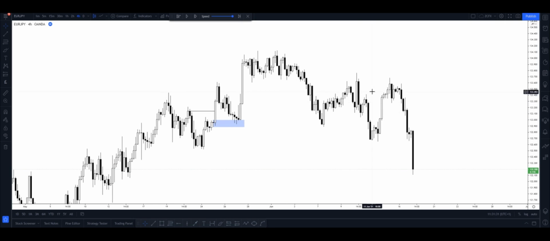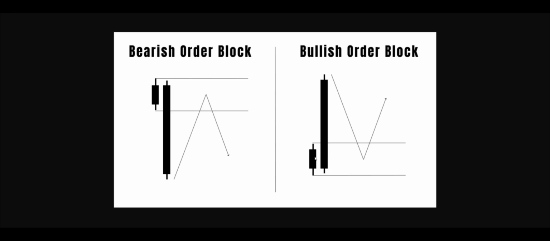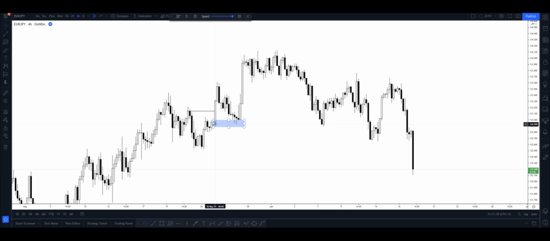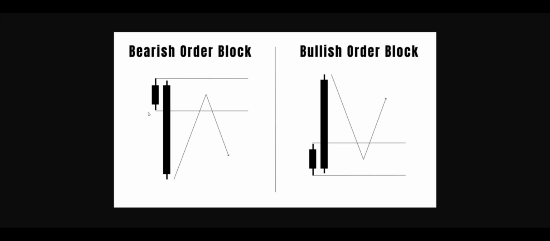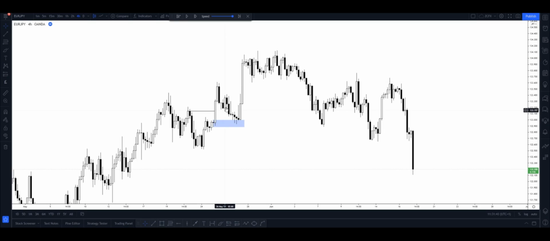So if we look at a bearish order block, we're looking at the last up candle before the down move. Bullish order block, last down candle before the up move. Bearish order block, last up candle before the down move. Okay. So this here is the order block, or also demand zone, in which we're looking to mitigate.